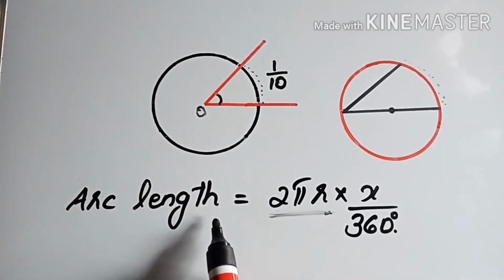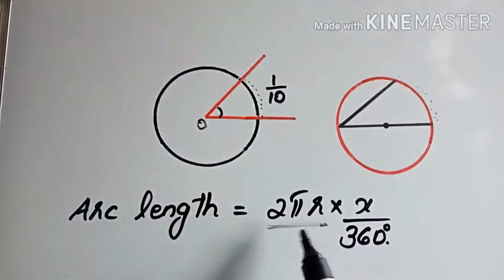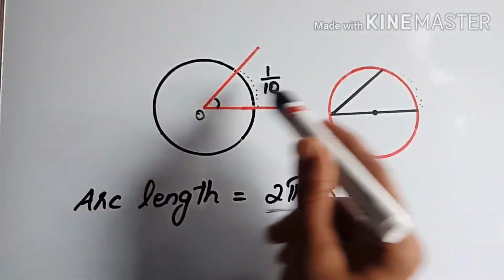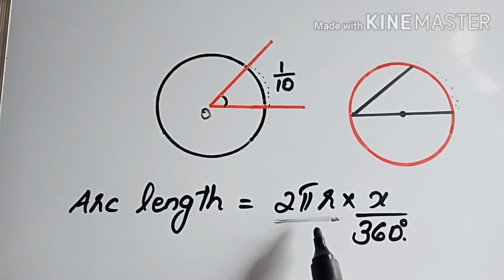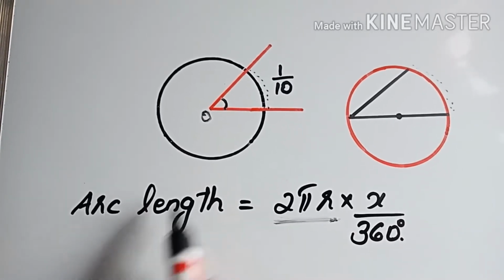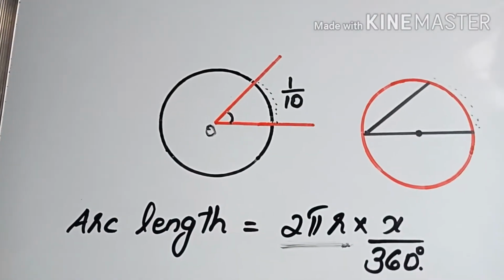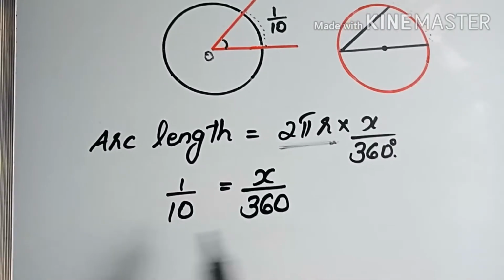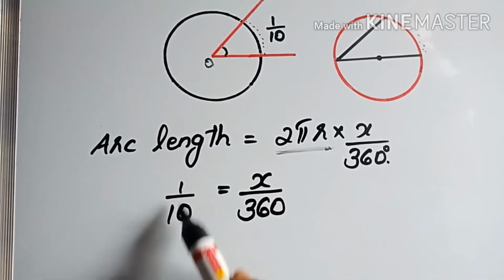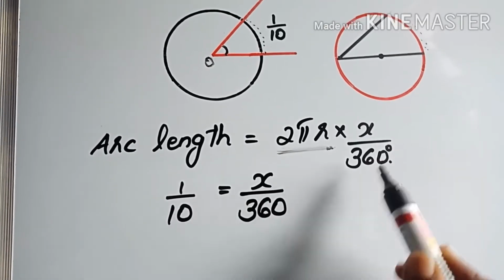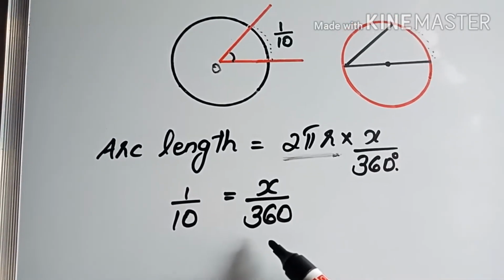So here the arc length is given. It is 1 by 10 of 2 pi r, the total perimeter's 1 by 10 portion. So we can write 2 pi r and arc length together as 1 by 10. Arc length is 2 pi r's 1 by 10 portion. So 1 by 10 equals x by 360. Like this we can write.